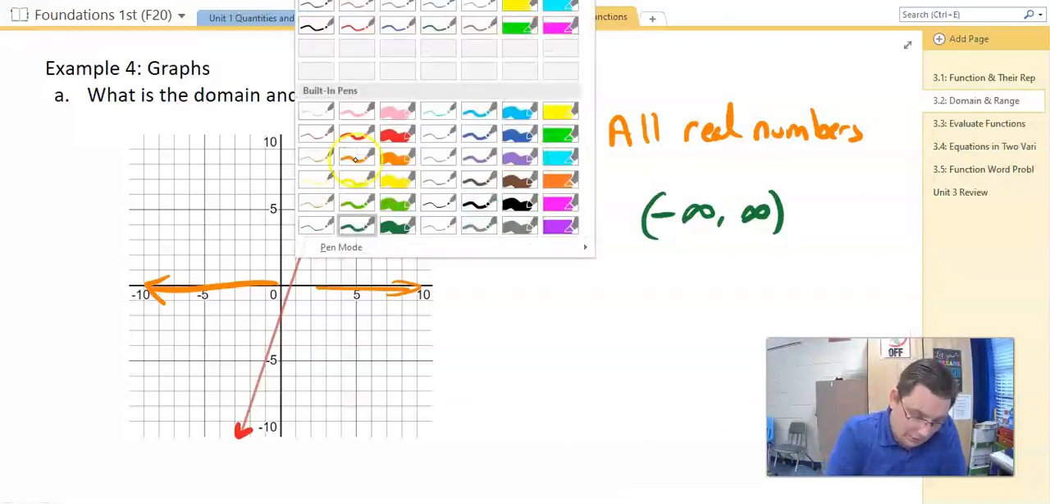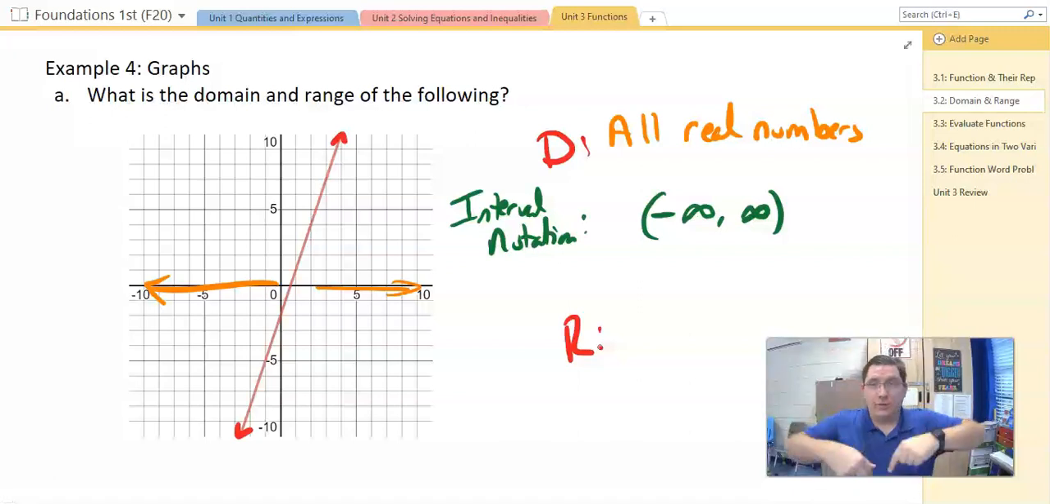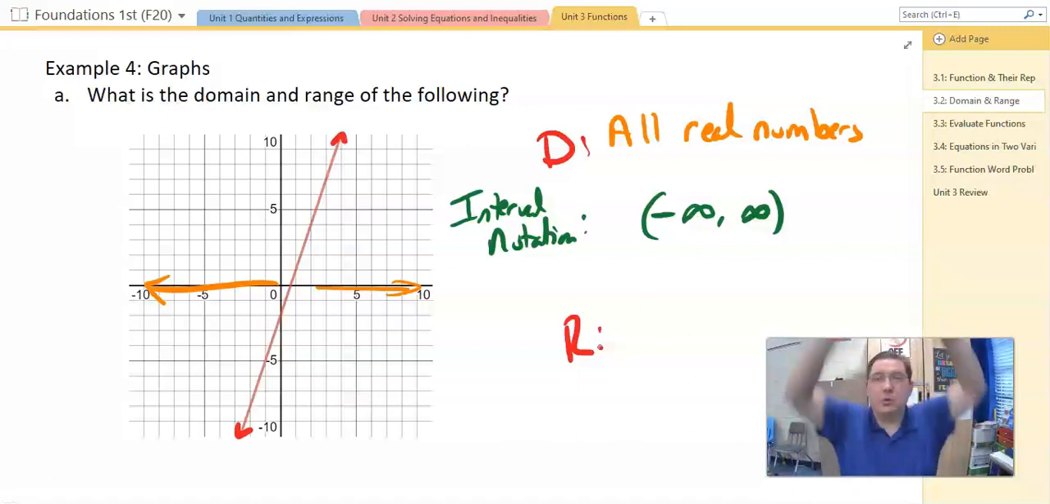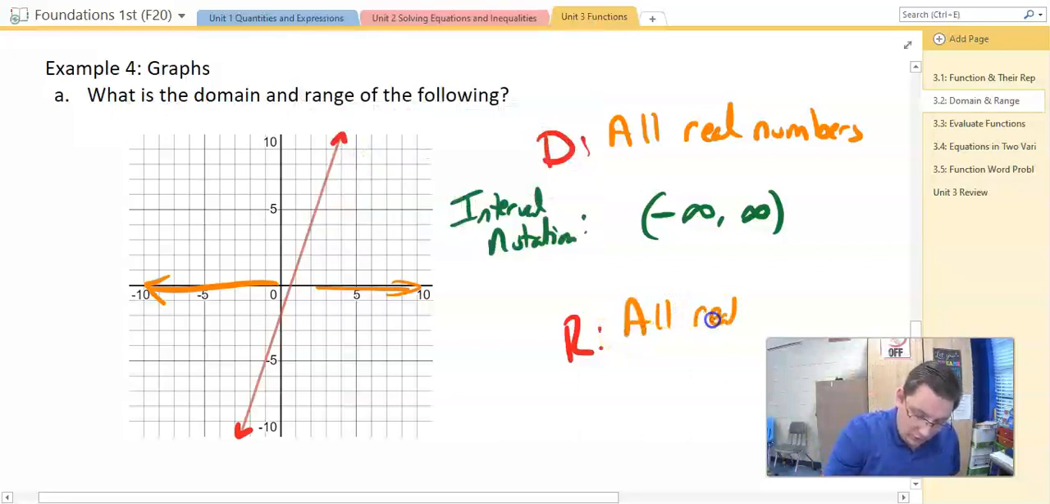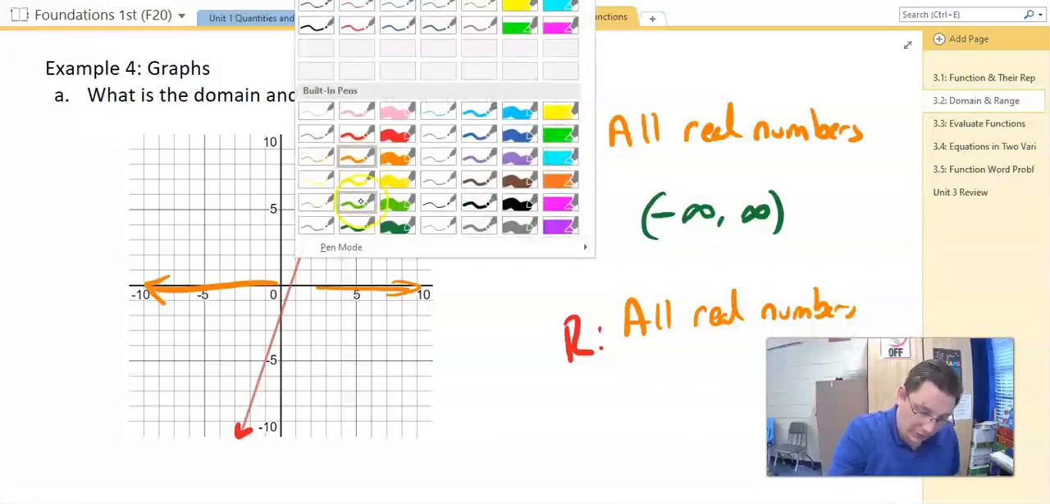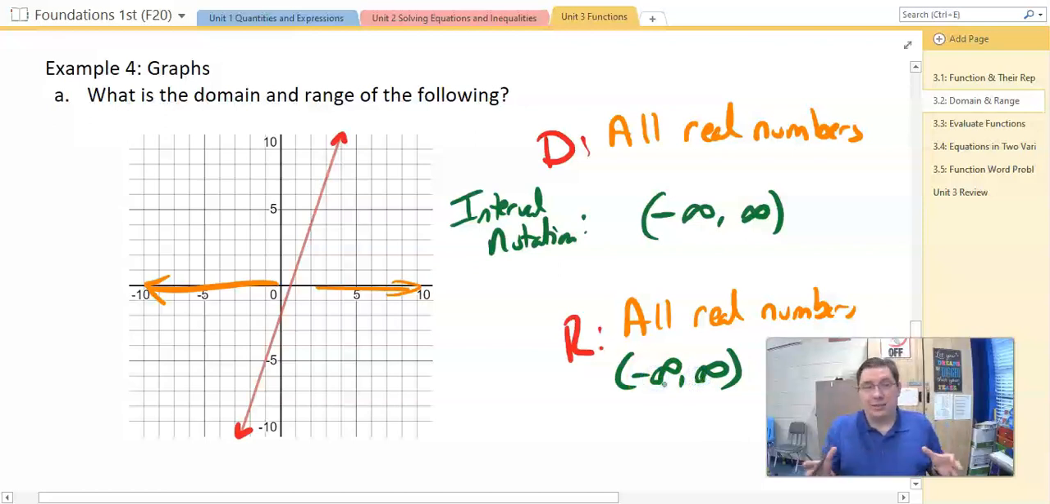Okay? Let's look at the range. Well, what's the range do? How far down and how far up do our y's go? Well, they go down forever, right? But they also go up forever. And so what is our range of this? Again, it is all real numbers. And if I want to express that in interval notation, that would be from negative infinity to positive infinity. That's it for that one.